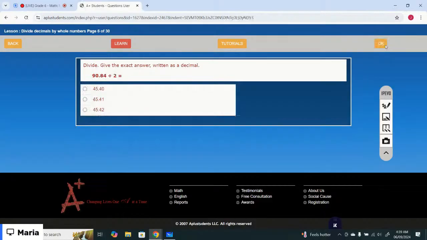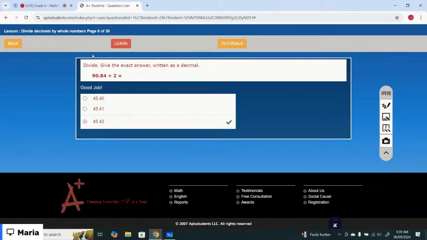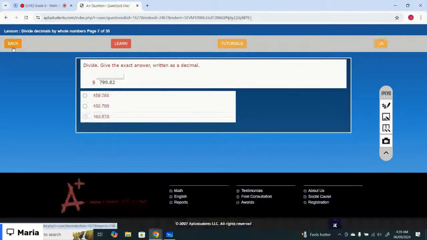Okay, then the next one is 90.84 divided by 2. So which is the correct option? The correct option is 45.42. Option number 3 is the correct option. Okay, you can complete the lesson by yourself later today.